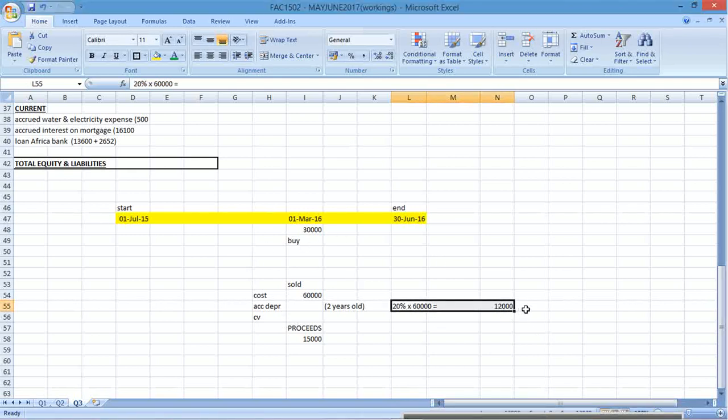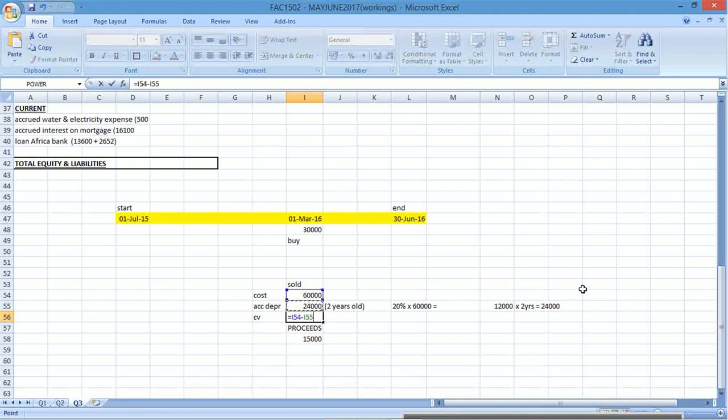This was depreciation for 1 year times by 2 years gives you 24,000. Do you agree? Yes. Okay, so that means the accumulated here is 24,000. Carrying value would be the cost minus the 24,000. So that's the carrying value of the asset. Okay, so how much did you sell the asset for? 15. So did I make a profit or a loss? There would have been a loss on sale. Yes. Loss on sale of 36 minus 15. Okay, 21,000.